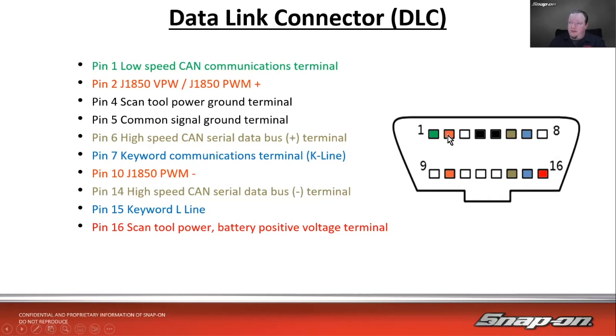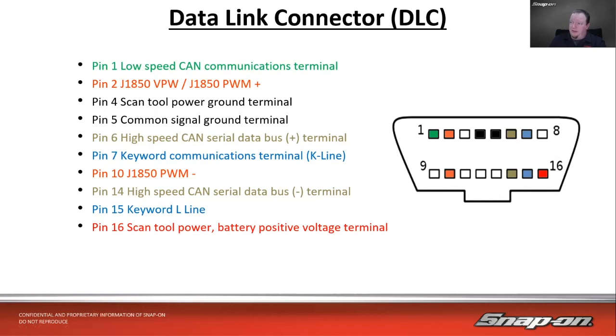Pin 2 is going to be for J1850 variable pulse width, or we'll use pin 2 and 10 for J1850 pulse width modulated. 6 and 14 is going to be CAN. 7 is going to be for K-line keyword. And then pin 15 will be for the keyword L line. And then all the other ones can be used at the manufacturer's discretion, whatever that happens to be.